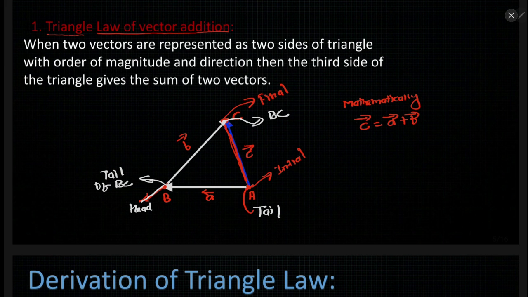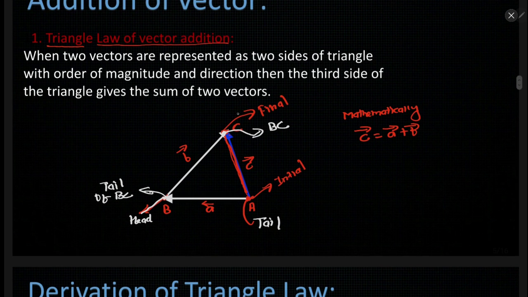So as we see, the head of one vector is coinciding with the tail of another vector in triangle law, and from this we understand what triangle law tries to say: when two vectors are represented as two sides of a triangle, so vectors AB and BC are the two sides of the triangle with order of magnitude and direction.